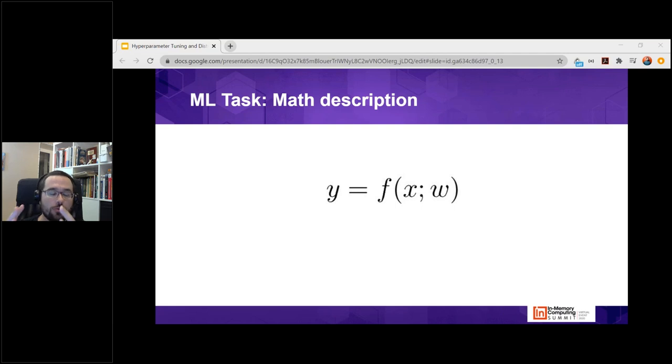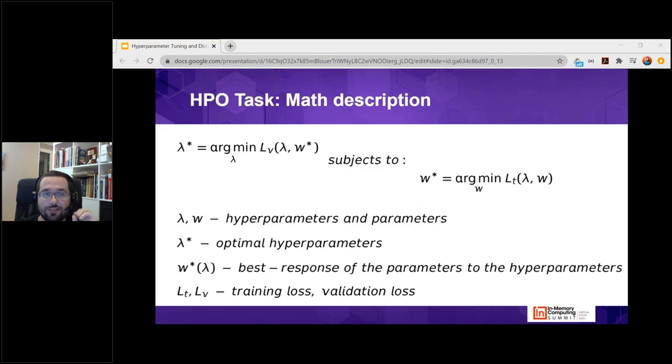Let's move on to the problem of finding the best hyperparameters in mathematical form. It will be hard, but it's just one mathematical slide. This is our HPO, hyperparameter optimization, task in mathematical description. It can be formulated as a bi-level, or two-level, optimization problem, where the optimal parameters on the training set depend on hyperparameters.